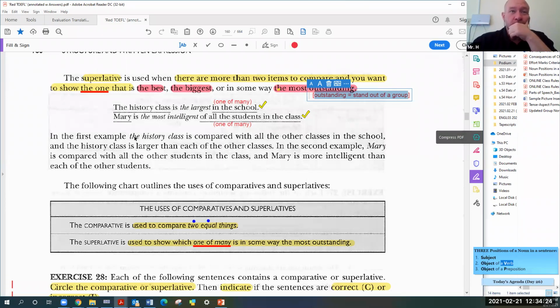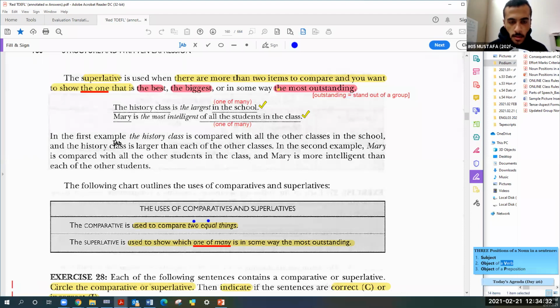Mustafa, I want you to read the example. The history class is the largest in the school. So what do we have? We have superlative. One noun thing, right? The history class. What do we have over here? In the school? Noun thing.